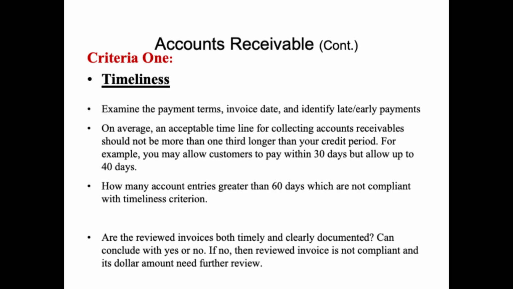Under timeliness, the auditor must examine the payment terms, invoice date, and identify late and early payments. On average, an acceptable timeline for collecting accounts receivable should not be more than 1/3 longer than your credit period. For example, you may allow customers to pay within 30 days, but allow up to 40 days. Another criterion is how many account entries are greater than 60 days, which are not compliant with the timeliness criterion.